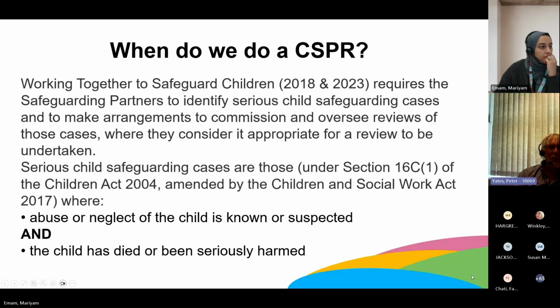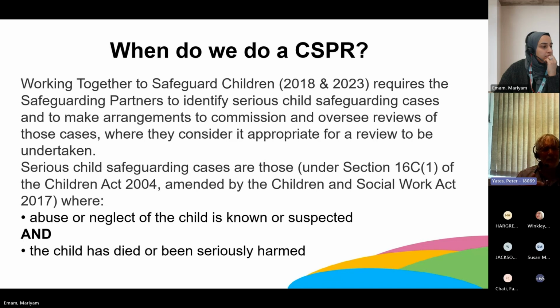So when do we do it? A lot of it was covered in that first slide really, but when do we do it? Well, Working Together to Safeguard Children 2018 and 2023 requires safeguarding partners to identify serious child safeguarding cases and to make arrangements to commission and oversee reviews of those cases where it's considered appropriate for a review to be undertaken.